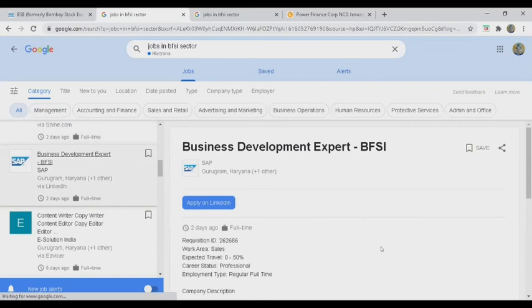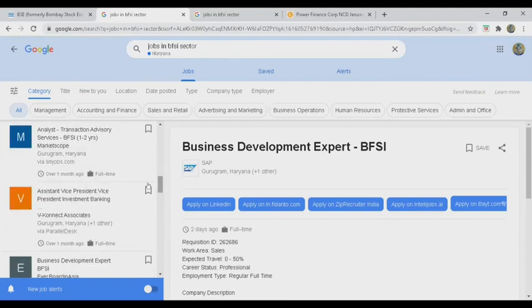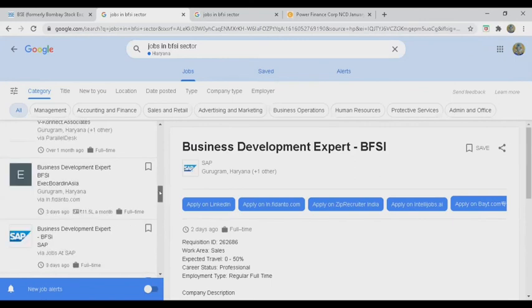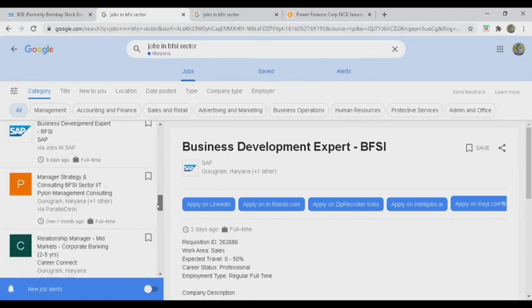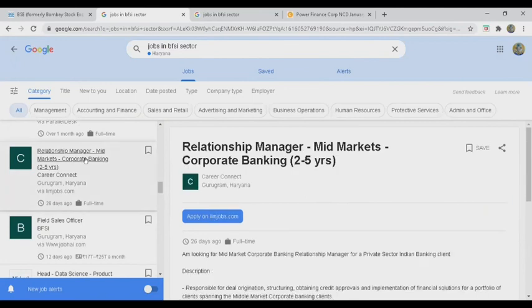So you could be into business development, BFSI, SAP, or wait a moment, let me go for something else. You could be an analyst. You could be into investment banking. As you can see on the left here, development expert, and so on. Relationship manager, mid markets, corporate banking.